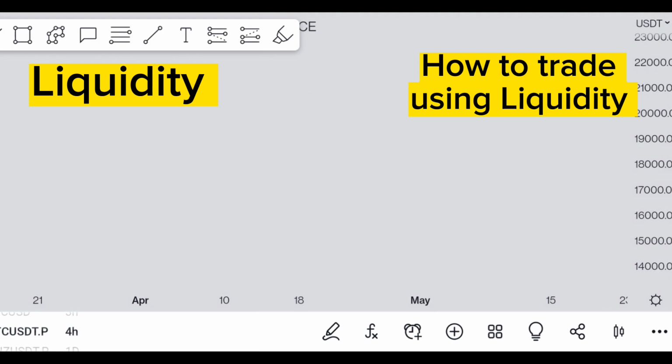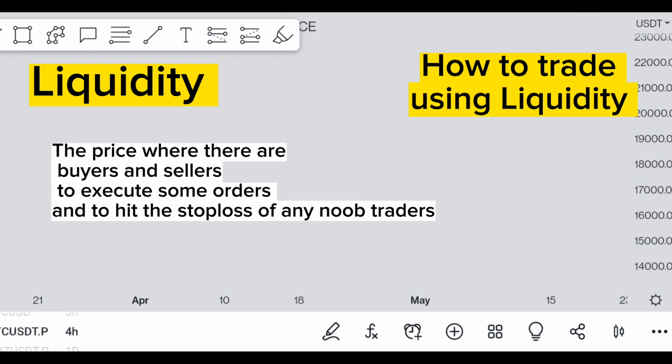What is liquidity? So the definition is simple. When you want to buy something, you need a seller, and when you need to sell something, you need a buyer. So in crypto and forex market, the region with the liquidity is the region or price where there are plenty of buyers and sellers. So the price moves to that region to fill some orders and to close other orders. In short, the market can't run without liquidity. You need liquidity to move the price and to move the market in a certain direction.